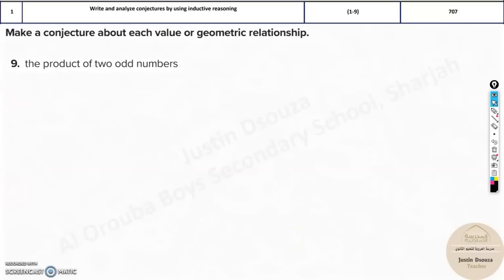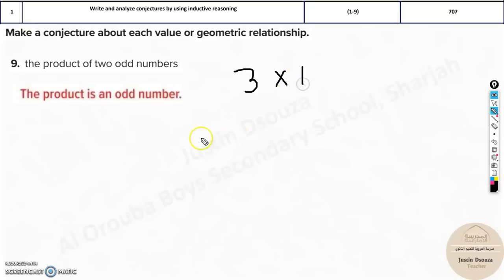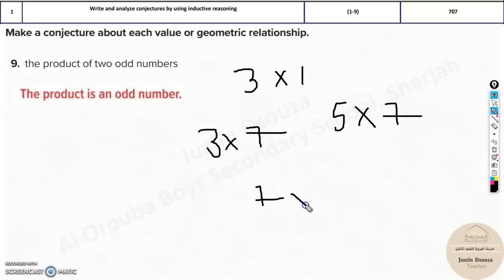That's it. Similarly over here, the product of 2 odd numbers. You need to take some examples. Let me take any 2 odd numbers, 3 into 1, or 3 into 7. You can take huge numbers as well, but you have to calculate it by yourself. So take reasonable values. It doesn't need to be consecutive, so it's fine. Okay, let me take 5 into 7, or say 7 into 7.